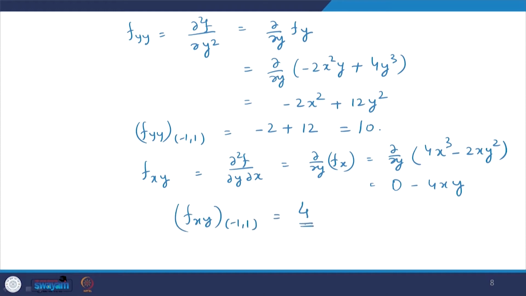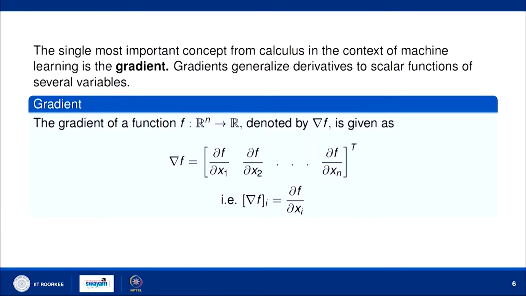So, in this way, by simple mathematical calculations, we can compute the first order partial derivatives, second order partial derivatives, or higher order partial derivatives. Now, why are we studying this? Because these concepts are important in machine learning. Whenever you develop an algorithm, you need the knowledge of basic calculus. The gradient concept is very important in machine learning.